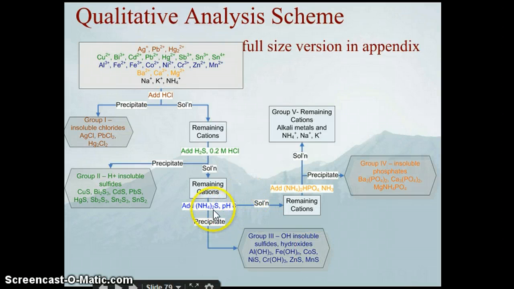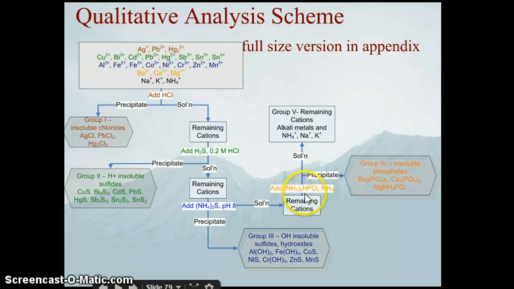So just like the previous steps, if we add our ammonium sulfide, we make our solution basic, and we get a precipitate, we know conclusively that we have at least one of these group 3 cations in our original solution. We could have 2, we could have 3, we could have 4, we could have all of them, we don't know. But we can conclude that we have at least one of them in this solution. Next, if we don't get a precipitate, we can conclude that we don't have any of those group 3 species. So if we get a precipitate, we filter it off, and we still have our remaining cations.